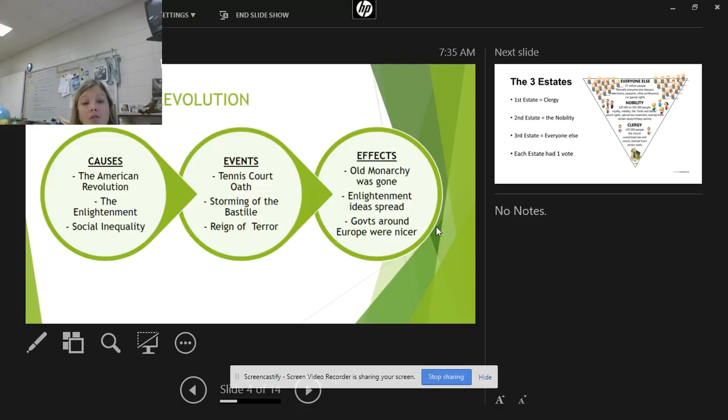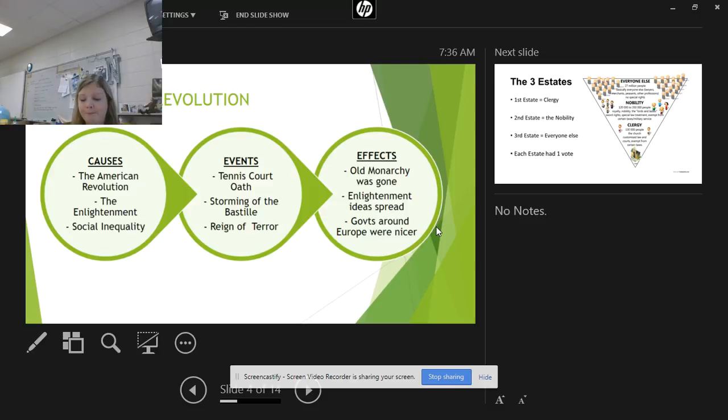Then, of course, at the end of the French Revolution, we see a lot of long-lasting effects. The monarchy was gone from England. Of course, King Louis and Queen Marie Antoinette were gone. Enlightenment ideas are going to spread throughout Europe, also because Napoleon will take over most of Europe and spread those ideas. And then the governments around Europe became a whole lot nicer to their people. They obviously did not want to get their heads chopped off like King Louis did, so maybe we should give our people some more freedom, maybe lower their taxes a little bit, make things a whole lot nicer in general for our citizens.